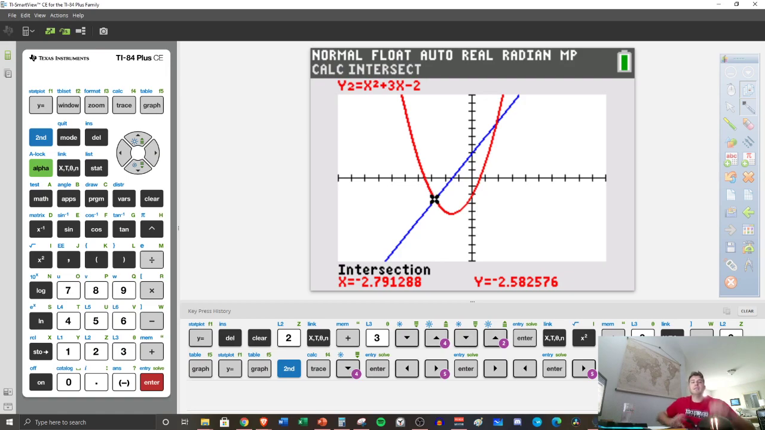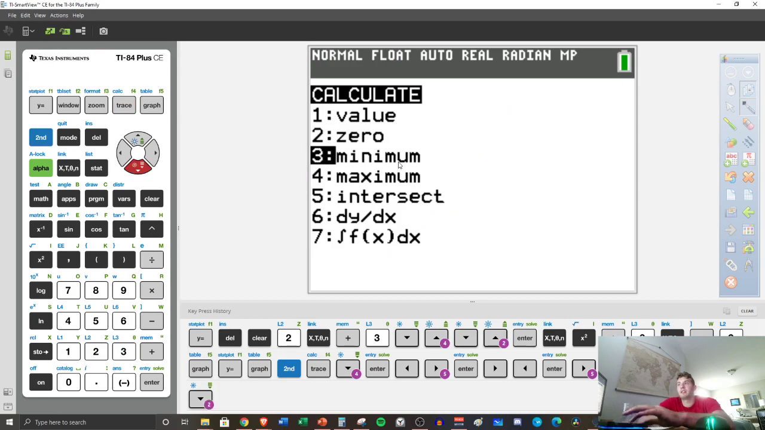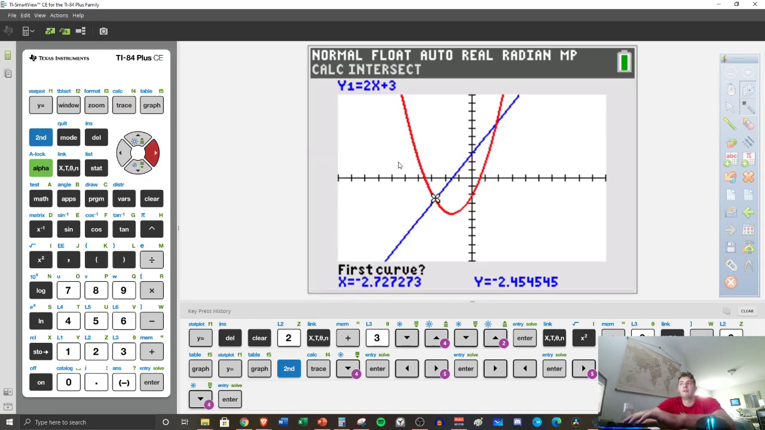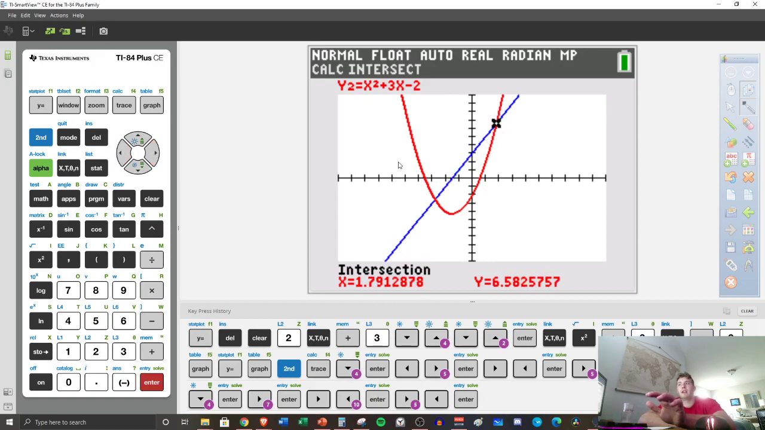So let's do the exact same thing. Second trace. Let's go down to the intersection. First curve, blue, just hit enter. And then second curve, right here. I want to guess where it is, probably about here. And you can see it wasn't exactly 2, and that would matter. On the test, you would actually need to find those intersection points to 2 places. All right, so this is 1.79, 6.58.